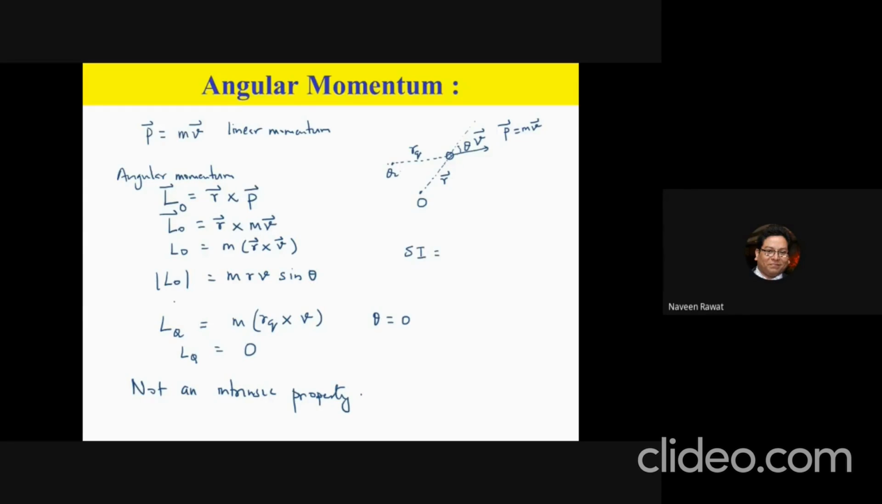SI units of angular momentum: m is in kilograms, r is in meters, v is in meters per second. So you will get kilogram meter square per second. Those are the SI units of angular momentum.